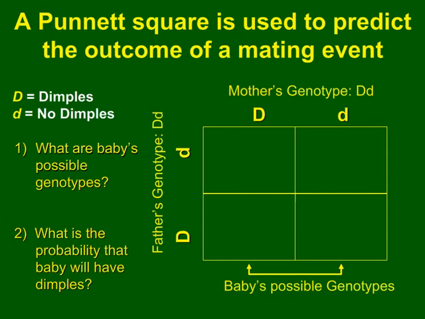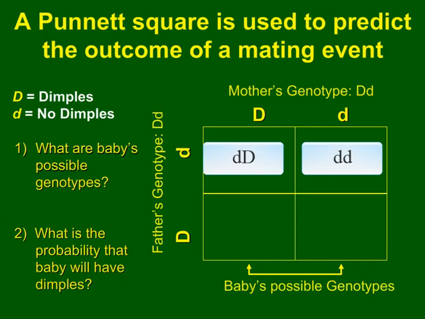Now let's look first at the leftmost quadrant. And this would be what would happen if our little d sperm from dad got together with our big D egg from the mother. In this case, we'd have a heterozygous embryo, or little d, big D. Now let's say what would happen if the little d sperm from our dad got together with our little d egg from mom, and we'd have a zygote that would be little d, little d, or homozygous recessive.